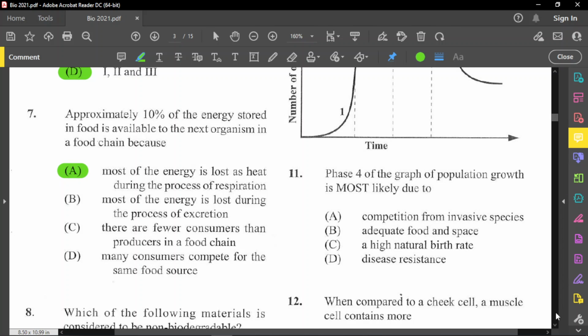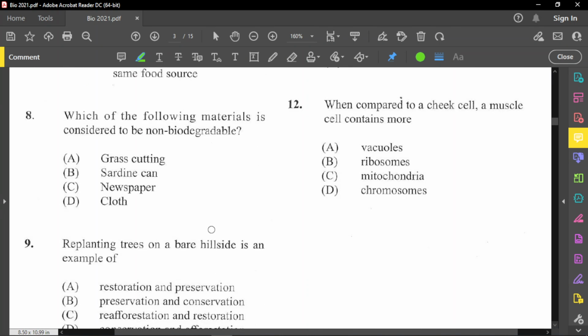All right, let's jump into question number 8. Question number 8 says, which of the following materials is considered to be non-biodegradable? So grass cuttings are biodegradable. You can use them to make compost. Sardine cans, definitely not. Newspaper and cloth can be recycled and they are biomaterials. They're made up of plant materials. Paper, for example, comes from plants. And again, cloth may come from either cotton or even silk, for example, from a silkworm. So definitely sardine cans are non-biodegradable.